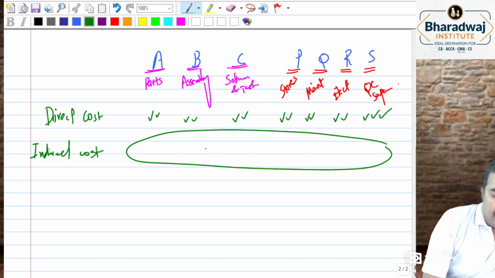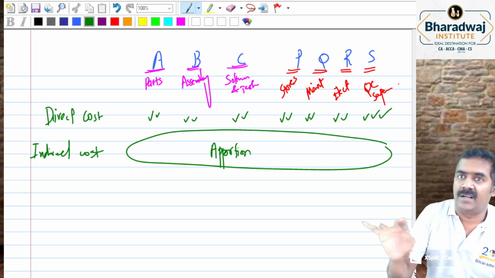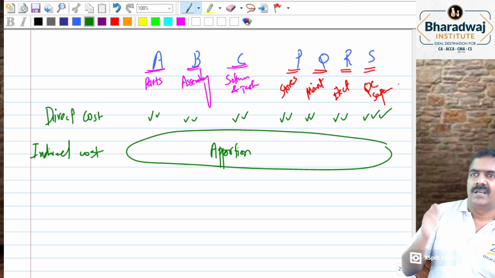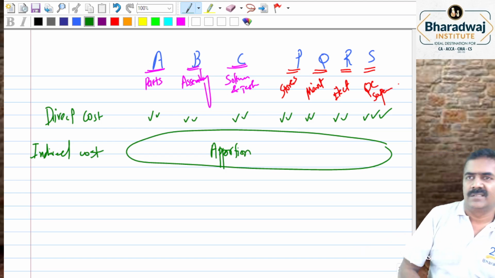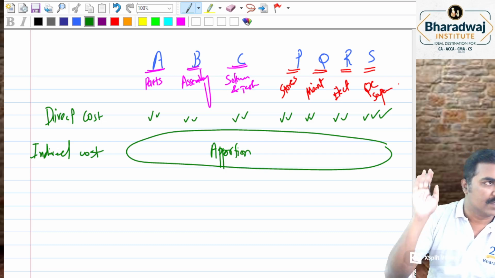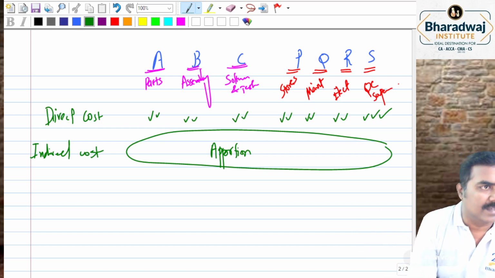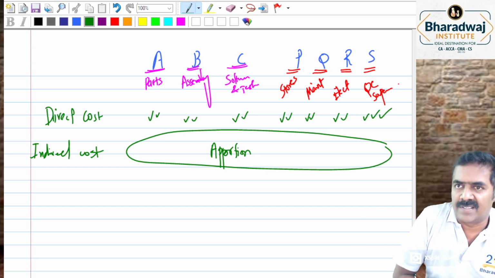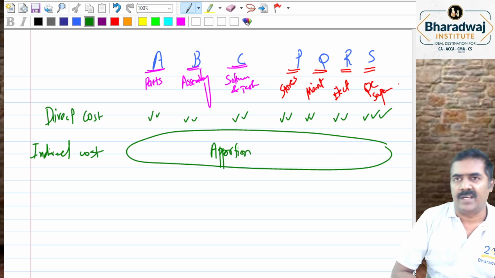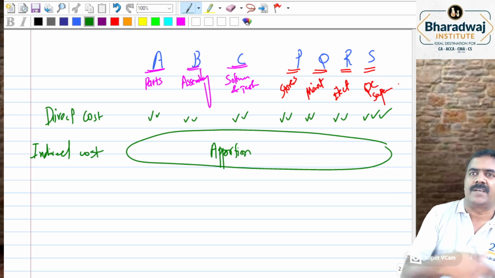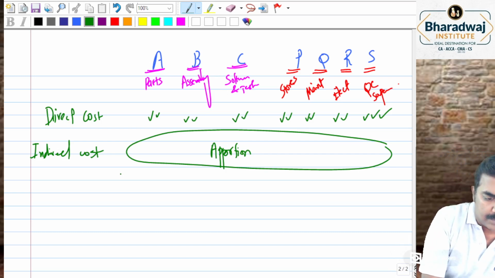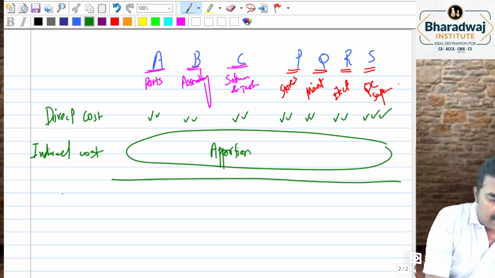So you will apportion. What do you mean by apportion? Share it. Example of sharing: rent based on floor area, as maybe you have learned in the departmental accounts or overhead chapter. Tea, coffee and refreshment expenses based on the number of employees working. Power based on the capacity of machines. Like that, you will apportion the common cost. Then you will get the total cost.